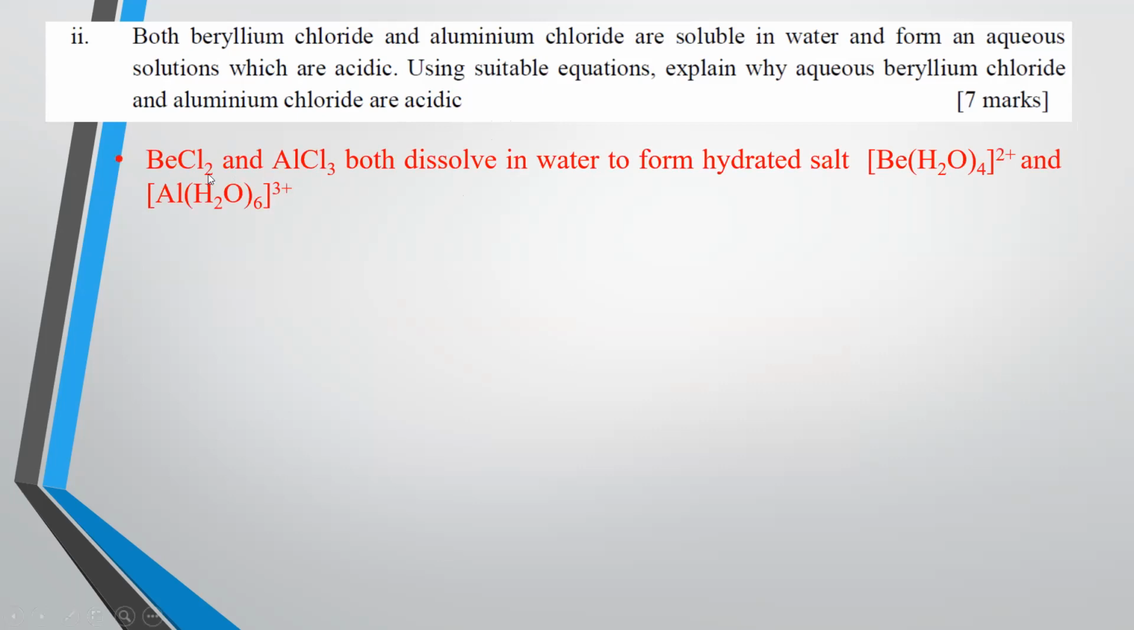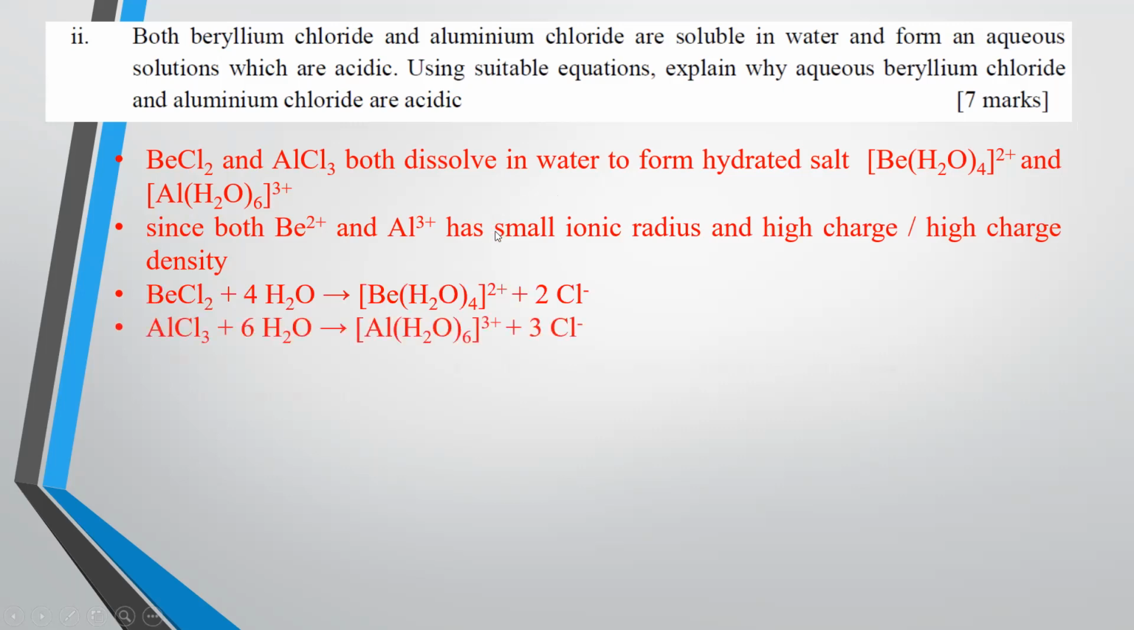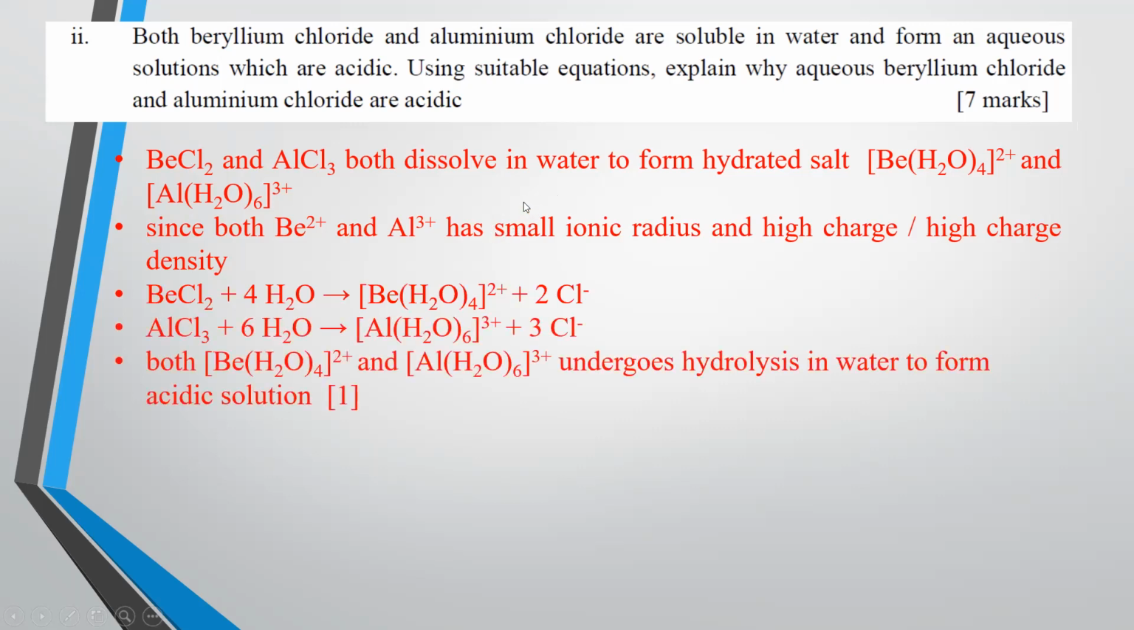Okay, so you have to first mention barium chloride and aluminium chloride both dissolve in water to form hydrated salts of Be(H2O)4 2+ and Al(H2O)6 3+. Both of them have a small ionic radius and high charge, or high charge density. So when dissolved inside water, they undergo hydrolysis to form an acidic solution. So this is the equation: Be(H2O)4 2+ + H2O gives Be(OH)(H2O)3 +, not minus. Sorry for that.